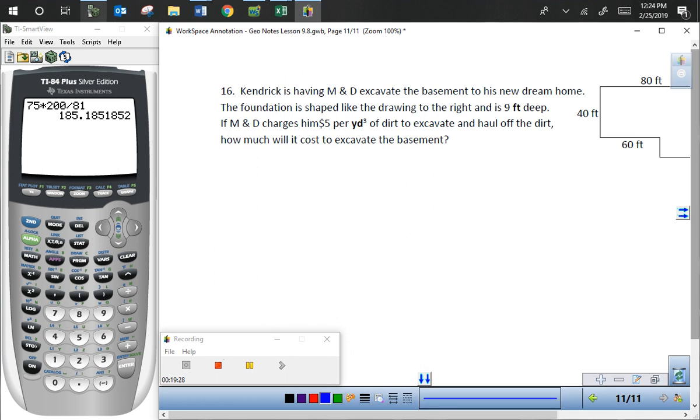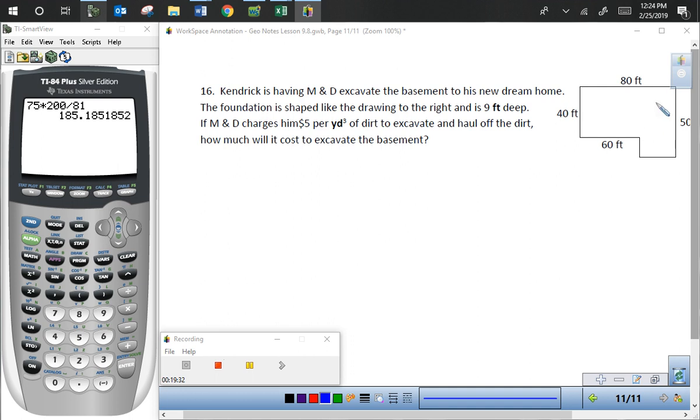Kendrick is having M&D excavate the basement, and the dream home is in the shape over here. You'll notice that's not a rectangle, but 2 rectangles smushed together. Okay, so we first need to decide how we're going to split this. There are 2 different ways to see our rectangles. We can go up and down here or left and right. Okay, I like this up and down version better.